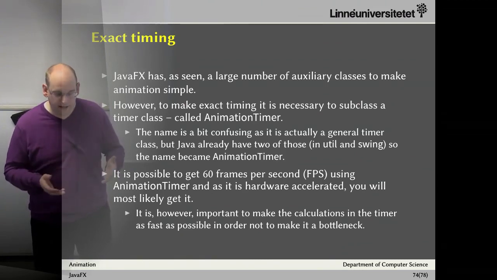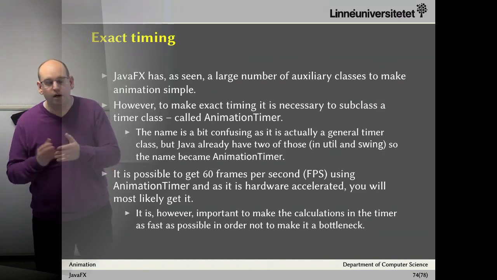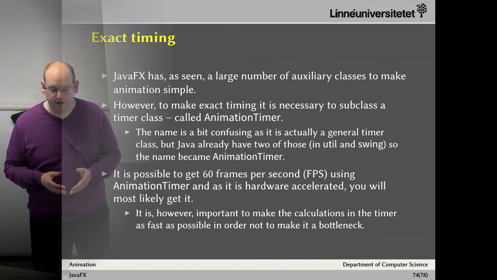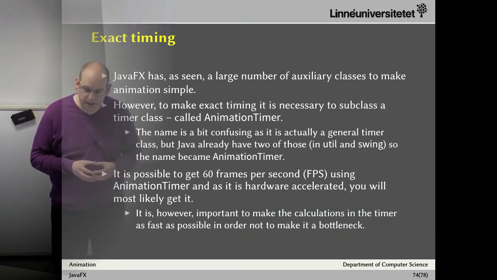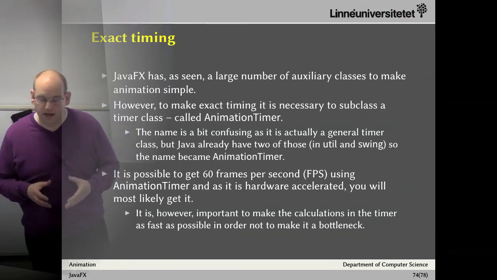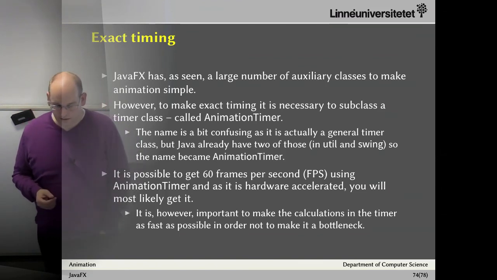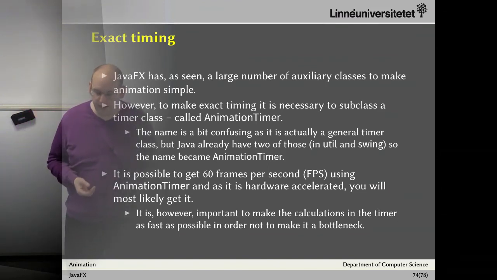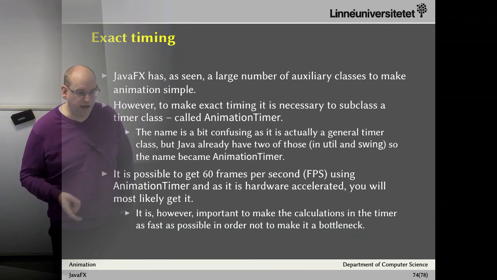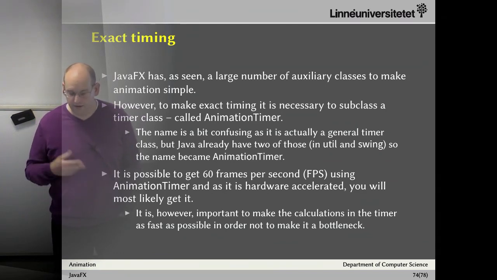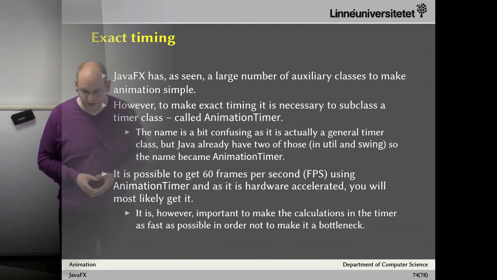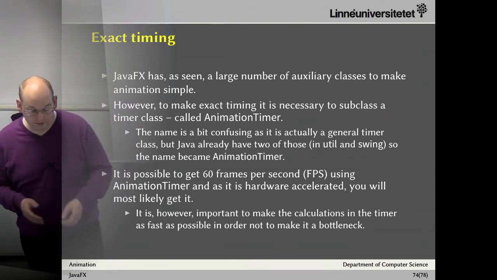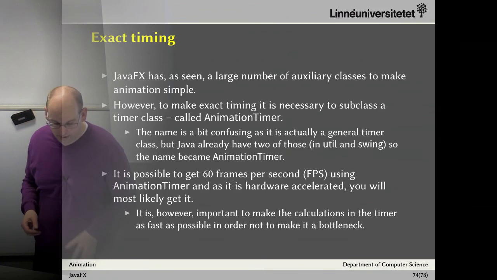But for exact timing, you need to subclass one of the abstract classes, either animation itself, or more commonly the class called animation timer. And animation timer is really a general timer. The problem is that Java already has two classes called timer in util and in swing, so they decided on the name animation timer instead. But we most often use it in order to animate stuff anyway.